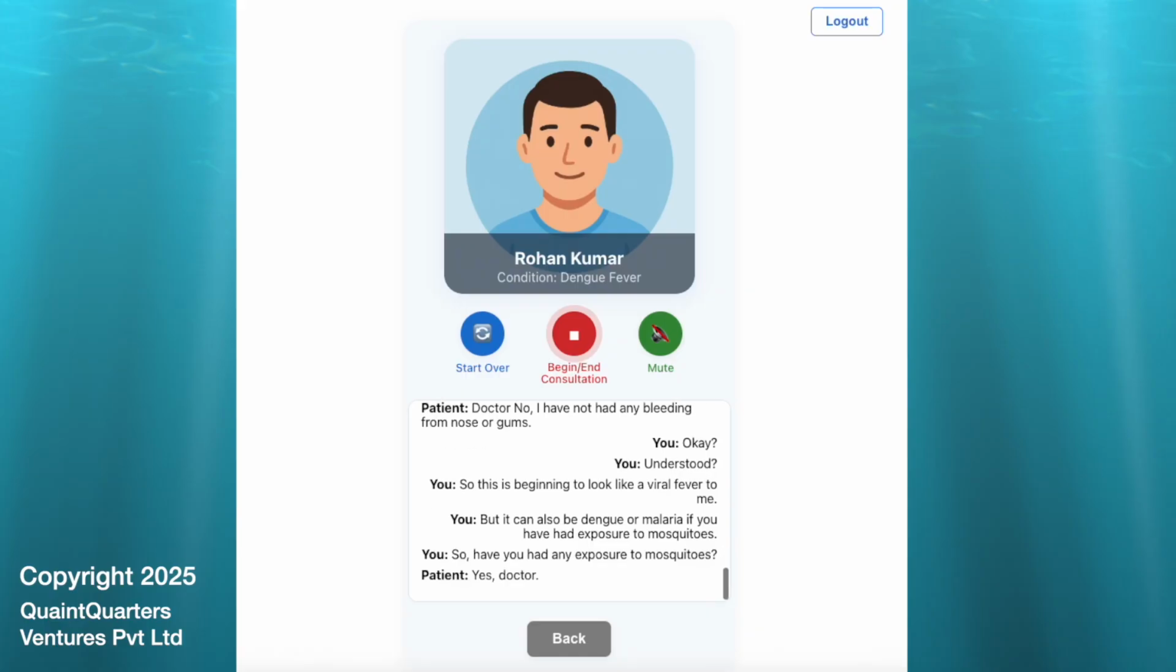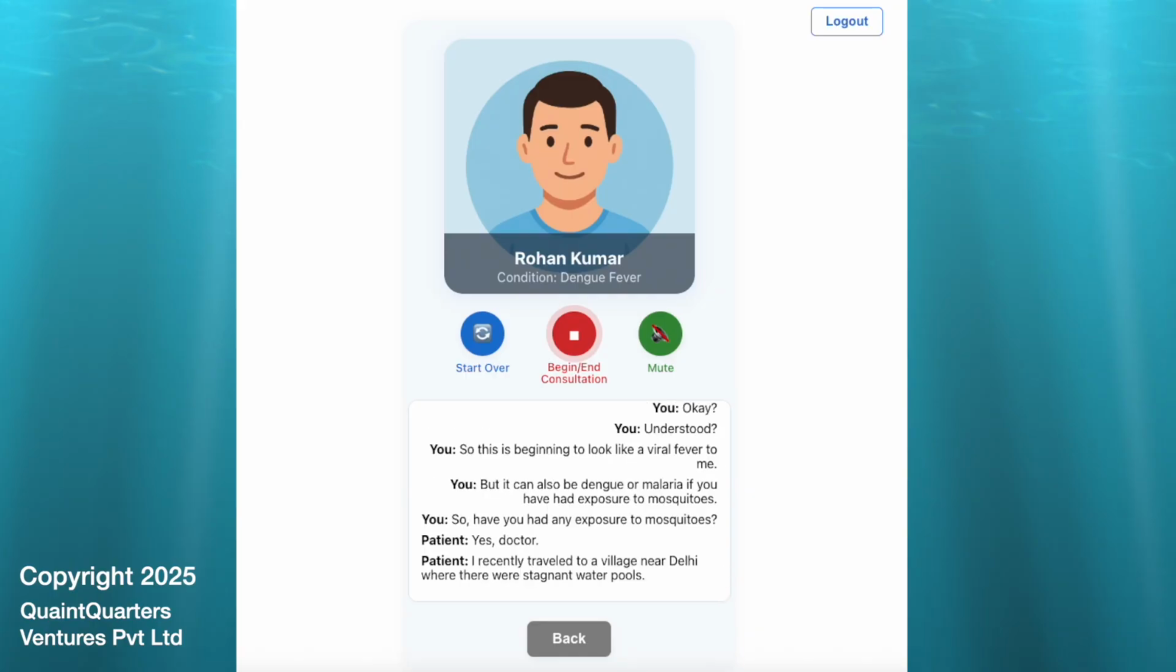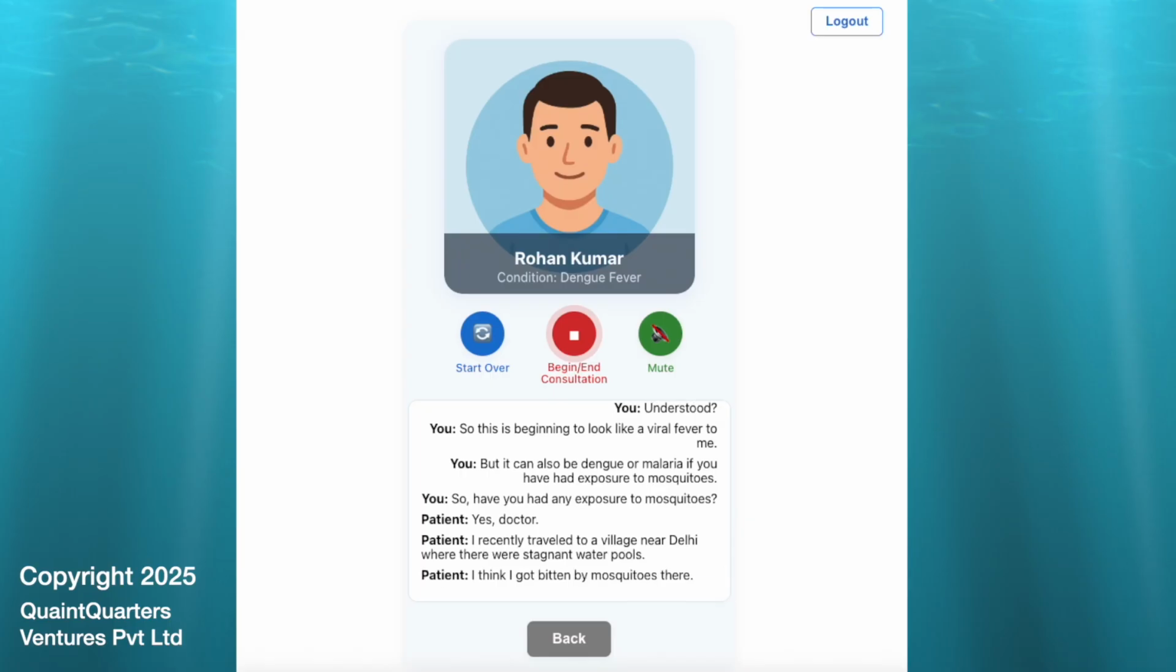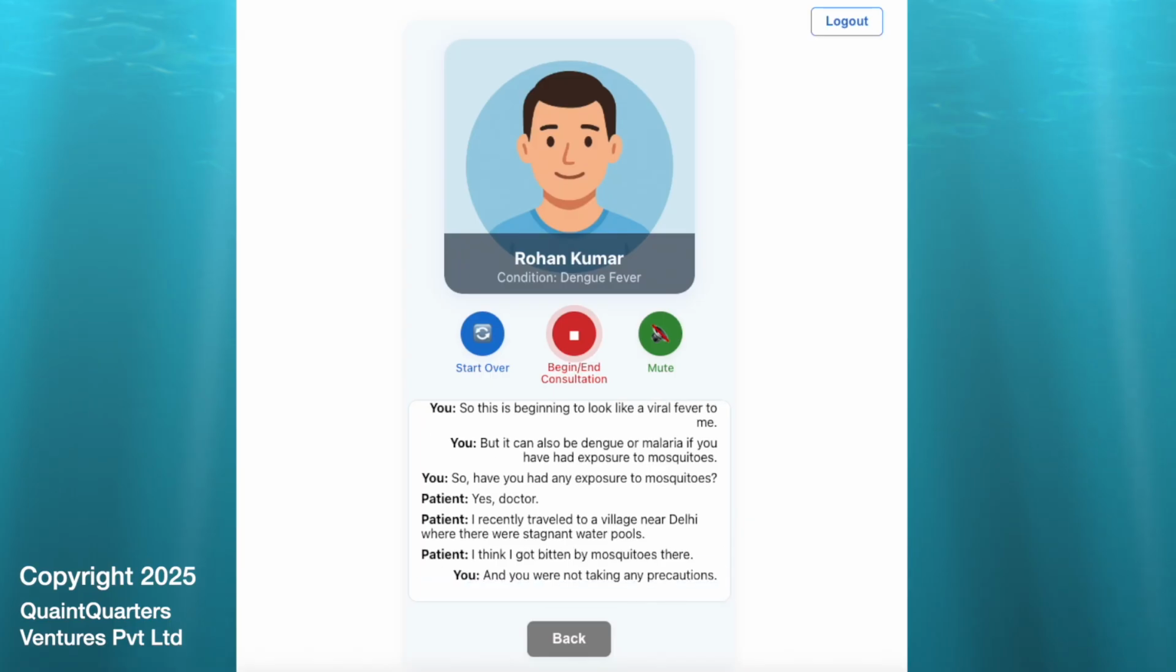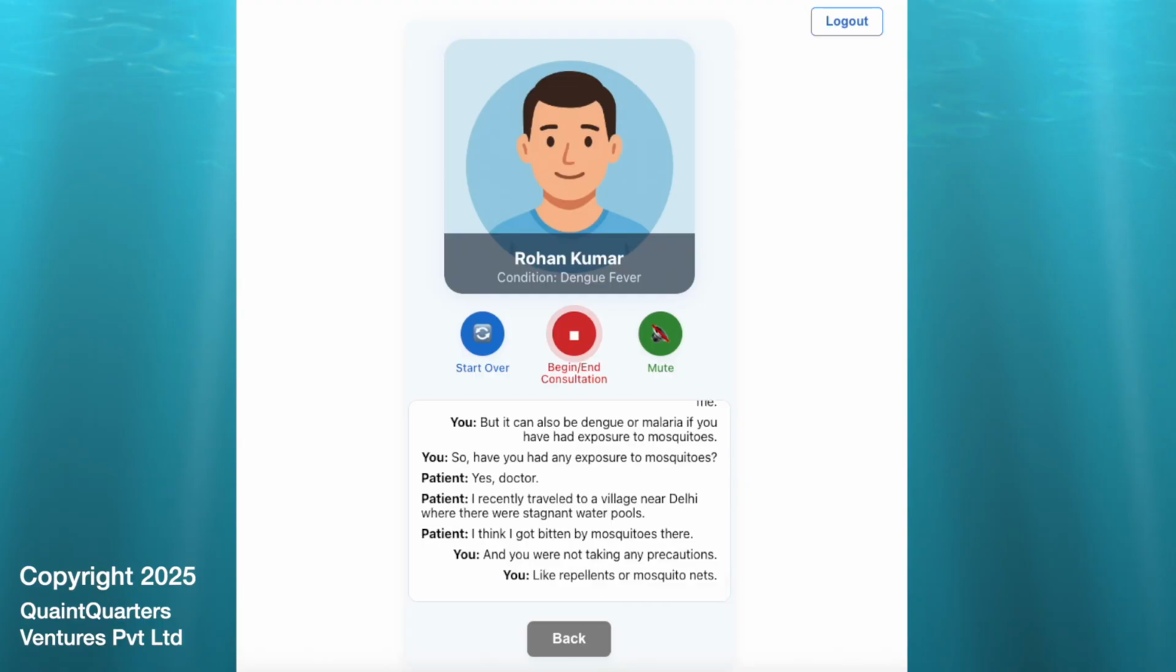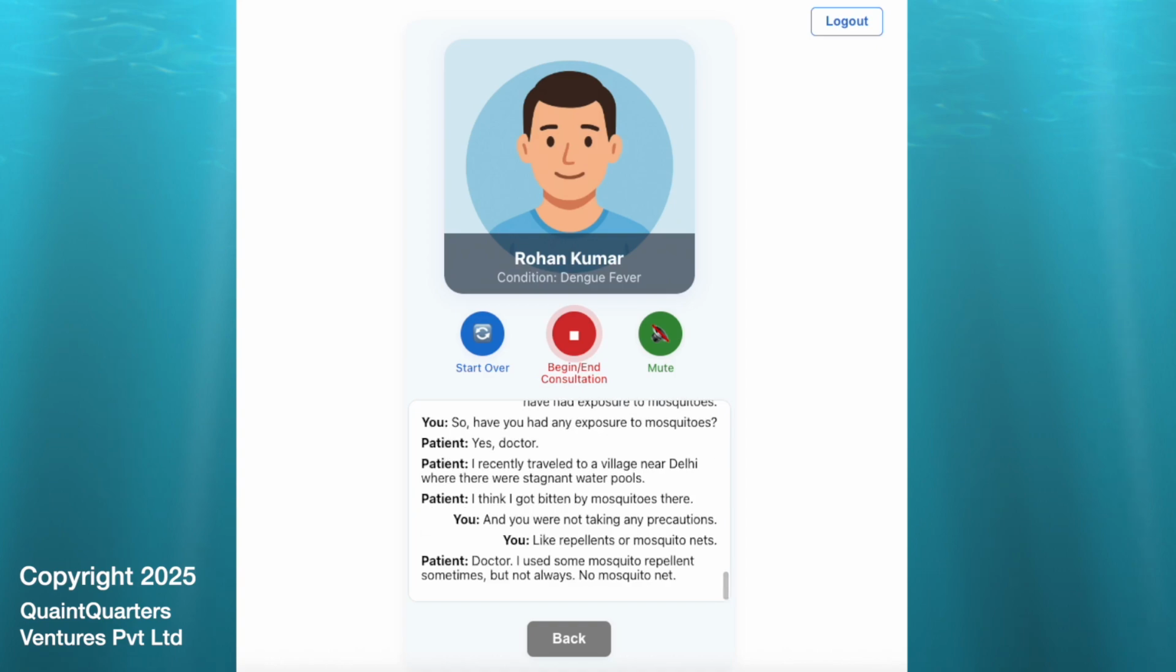Yes, doctor. I recently traveled to a village near Delhi where there were stagnant water pools. I think I got bitten by mosquitoes there. And you were not taking any precautions like repellents or mosquito nets? Doctor, I used some mosquito repellent sometimes, but not always. No mosquito net. Okay, understood.